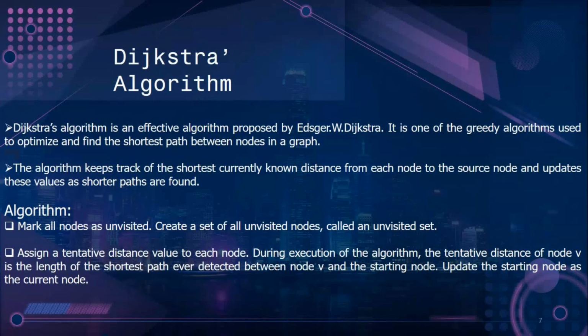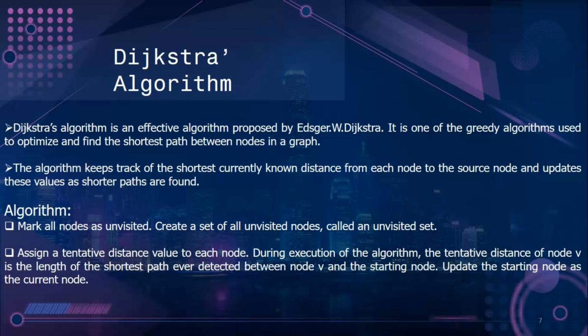Dijkstra's algorithm is an effective algorithm proposed by Edsger W. Dijkstra. It is one of the greedy algorithms used to optimize and find the shortest path between nodes in a graph. The algorithm keeps track of the shortest currently known distance from each node to the source node and updates these values as shorter paths are found.